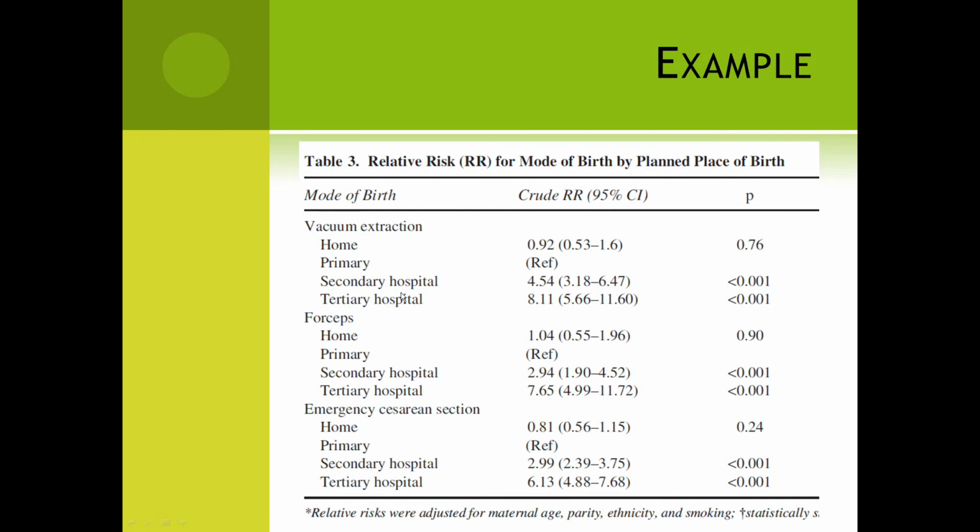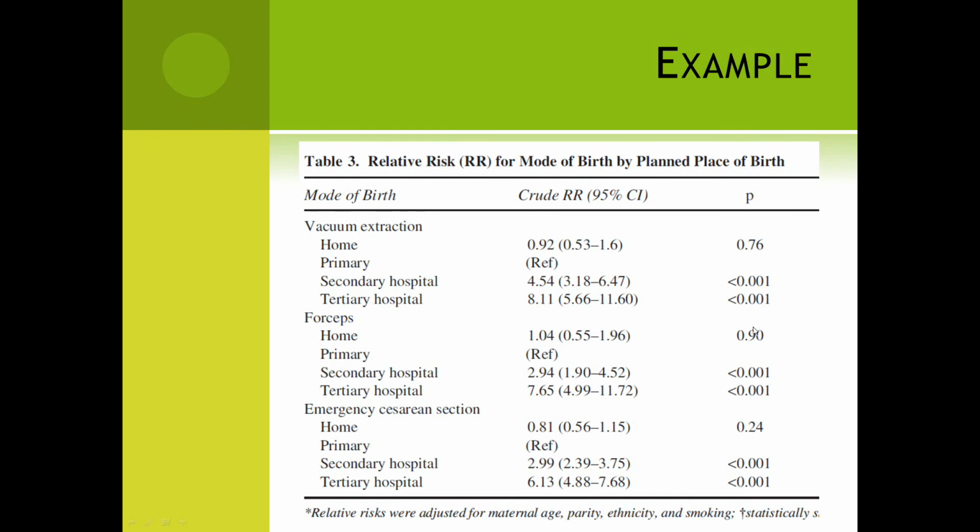But if we move down to the secondary hospital, so the secondary hospital outcome compared to the primary, this number is less than 0.05. So this is a statistically significant finding. So we can say that this difference between the secondary hospital and the primary hospital group is statistically significant. And same for the tertiary hospital group compared to the primary. The difference in the outcome, which is the vacuum extraction, is significantly different.